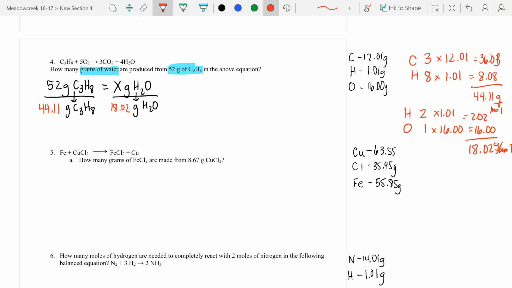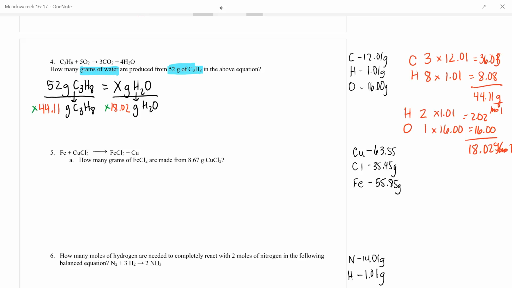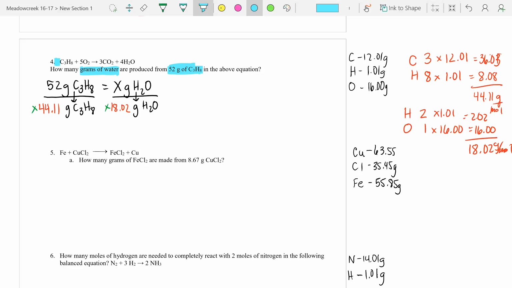Okay, so step number 5 is we multiply it by our coefficient if there are two different compounds. In this case, I have C3H8 on the left and H2O on the right, two totally different compounds, so I'm going to multiply by my coefficient. Now my coefficient in front of C3H8 is a 1, and in front of water is a 4. So that means I'm going to multiply this one by 1 and water by 4, which is really going to cause me to need to simplify this problem first.